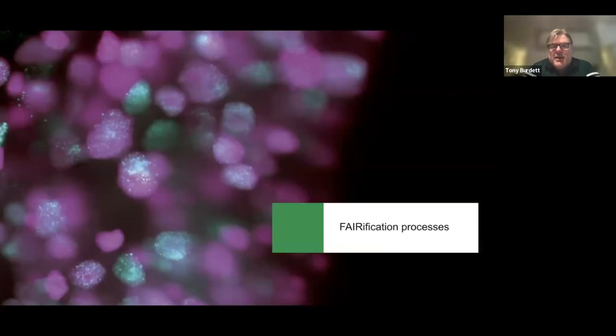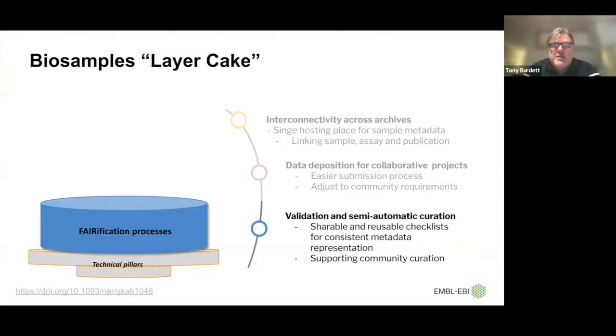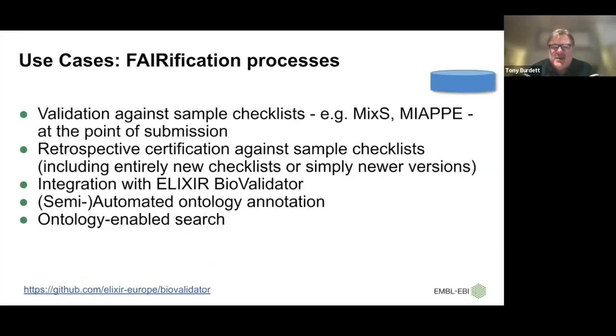So I'm going to start at the bottom layer, which we call verification processes. And that's this one here. I'm going to cover these in three different sections as we go through the presentation. I want to talk a little bit now about what we think about validation and semi-automatic curation of samples. And that's driven by a small number of use cases. And here are some examples of the sorts of use cases that we think about for verification processes.